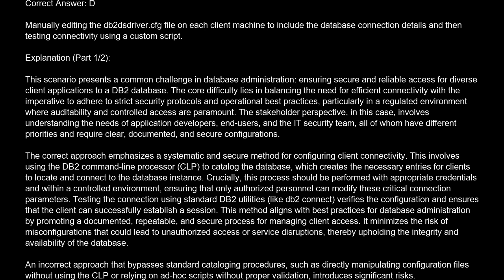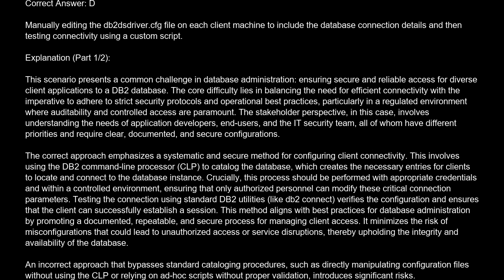The correct approach emphasizes a systematic and secure method for configuring client connectivity. This involves using the DB2 command line processor, CLP, to catalog the database, which creates the necessary entries for clients to locate and connect to the database instance. Crucially, this process should be performed with appropriate credentials and within a controlled environment, ensuring that only authorized personnel can modify these critical connection parameters.